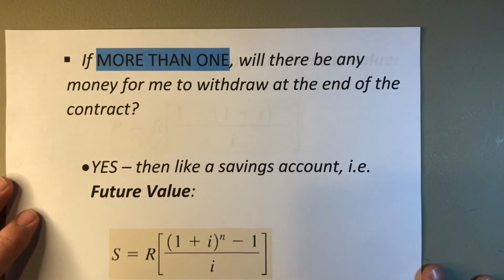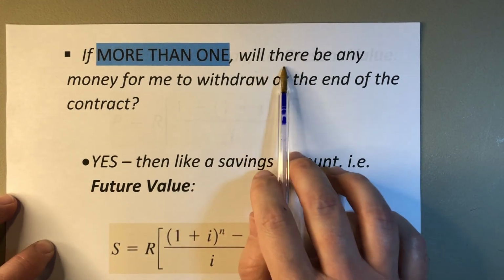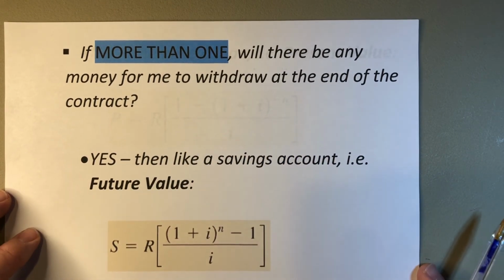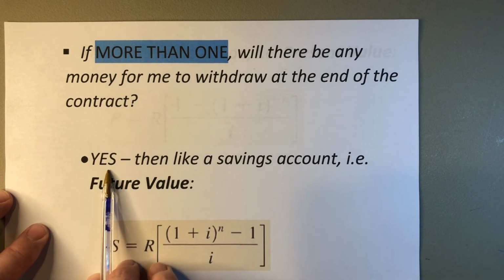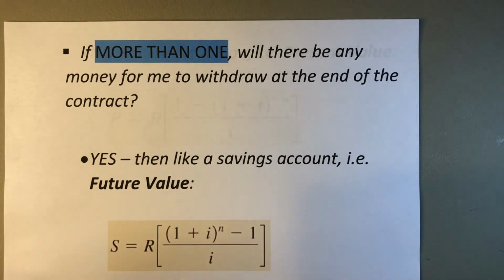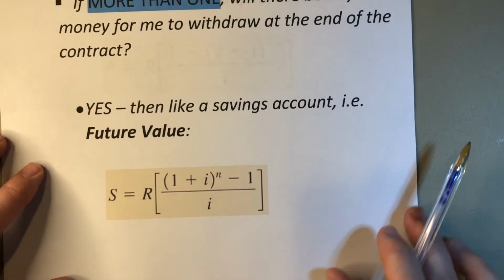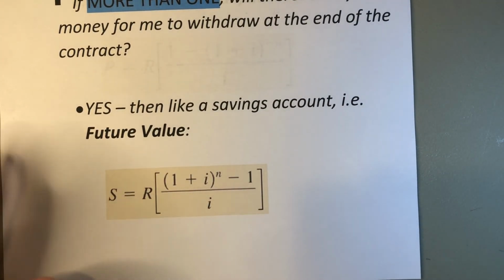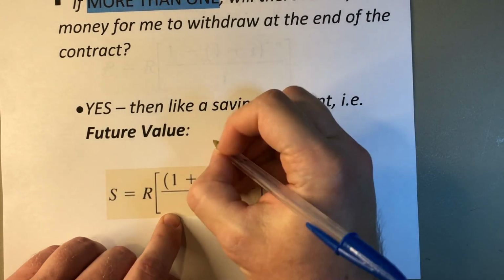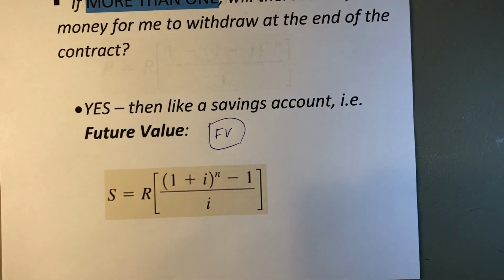Now, if more than one, then you need to ask yourself, will there be any money for me to withdraw at the end of the contract, at the end of the term? If the answer to that question is yes, then you're looking at a savings account, right? That's going to be future value, and you'd use this model. Or if you're using your application, you'd use FV in the calculator. That's what you'd be solving for, FV for future value.